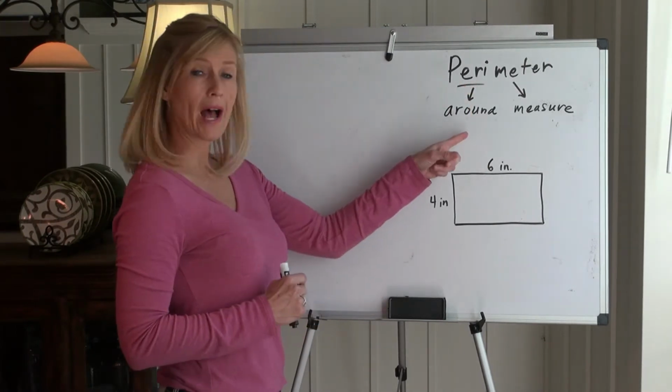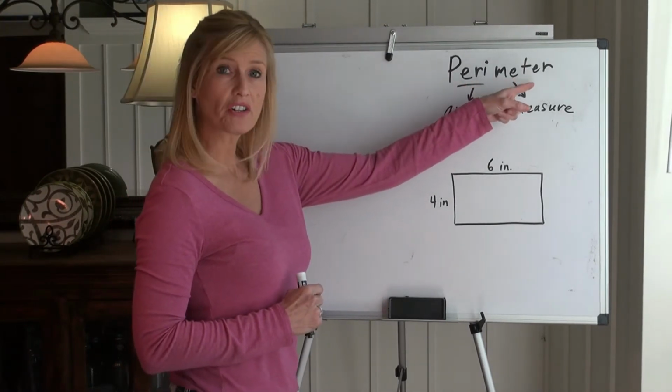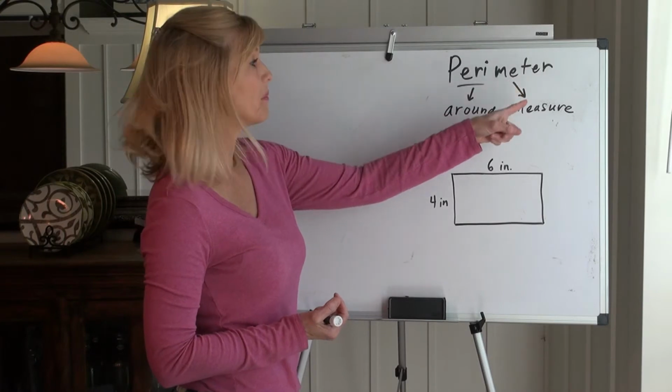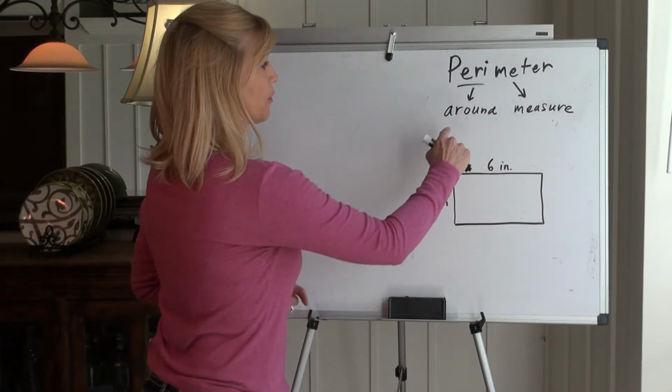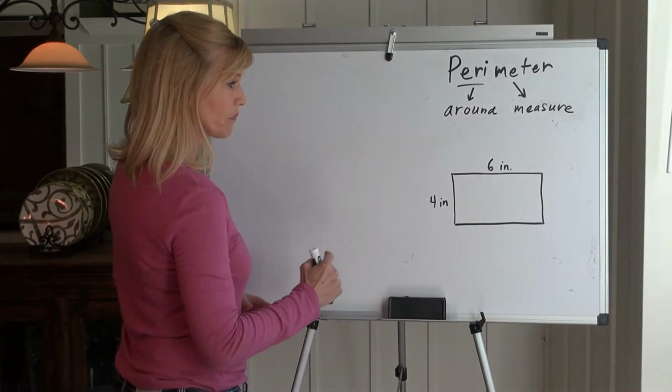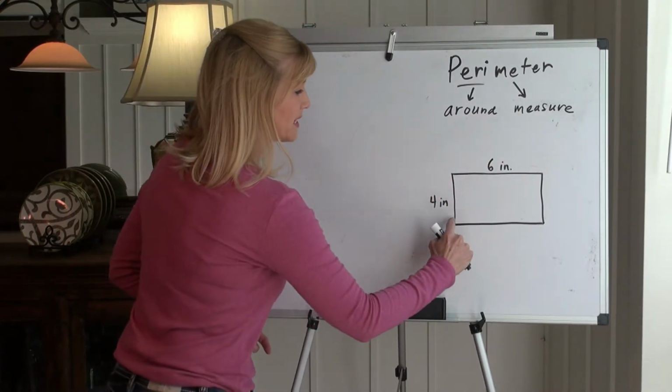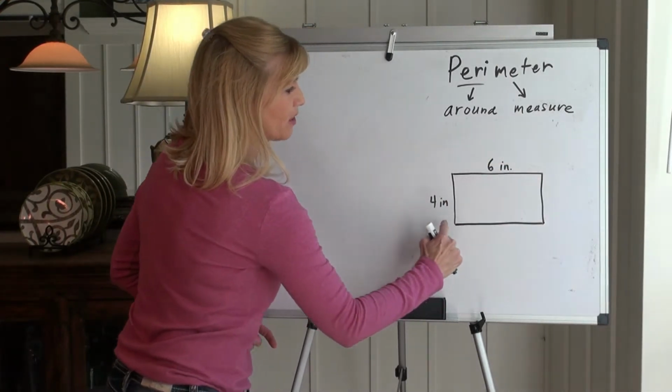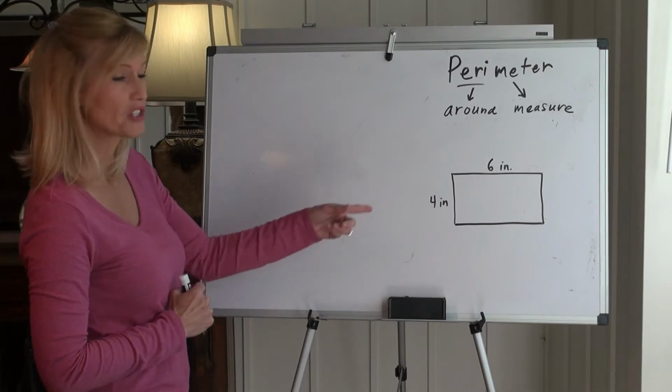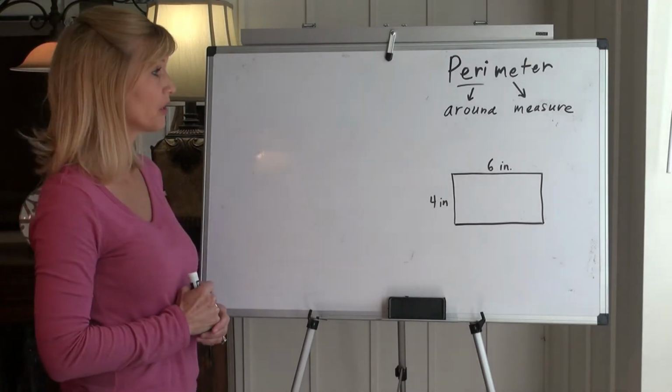P-E-R-I means around. And meter, you can think of a meter stick or something, but it is to measure. So it's the around measure. Measure around. So it's the measurement that is around the shape of this rectangle. That would be the perimeter.